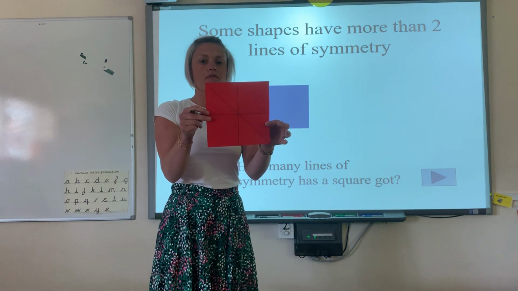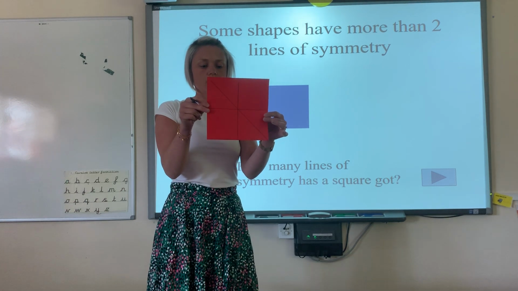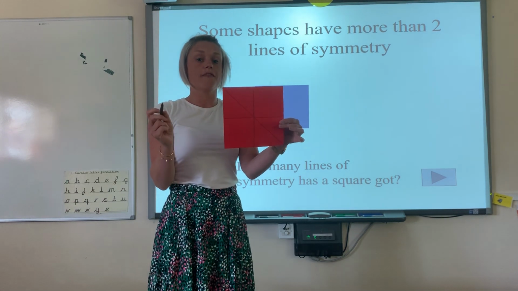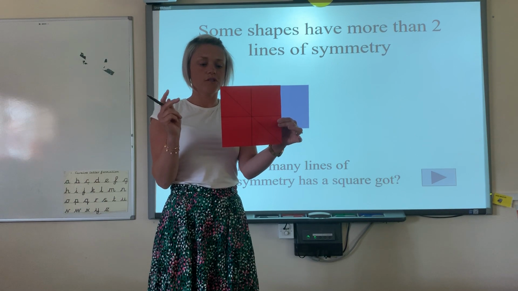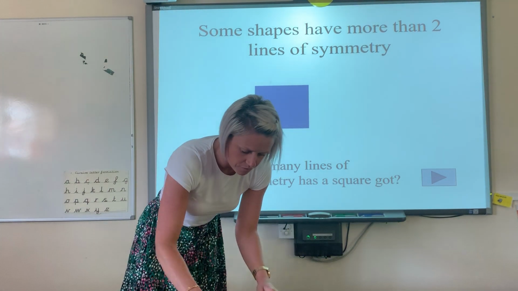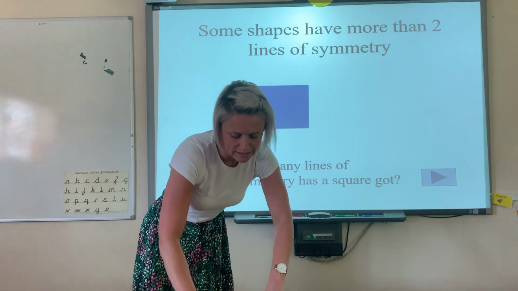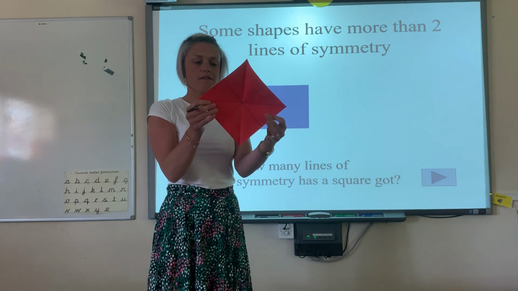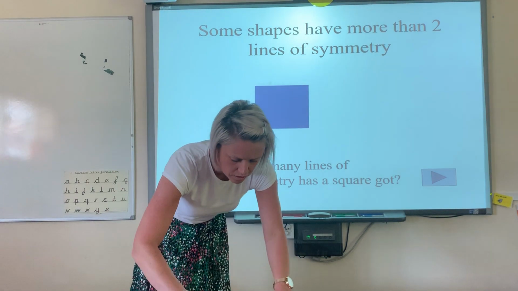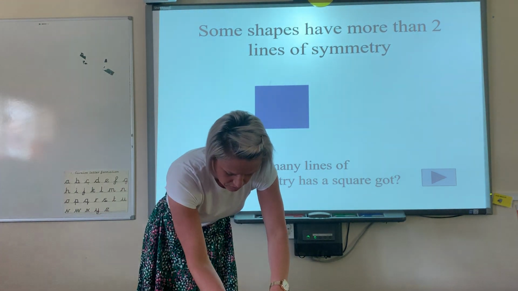Okay, so at the minute we've got 3 lines of symmetry. Now, straight away you should be able to see where the 4th line of symmetry would go. You spot it. I'm going to fold it across the other way diagonally. Again, you can see there's nothing overlapping, so it's a line of symmetry. So I'll draw my 4th line of symmetry on.